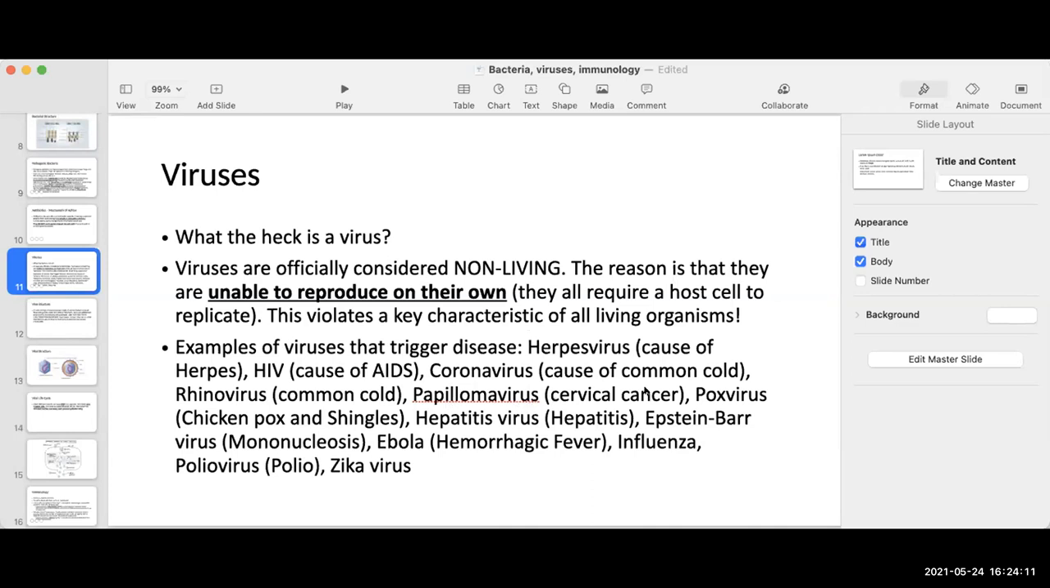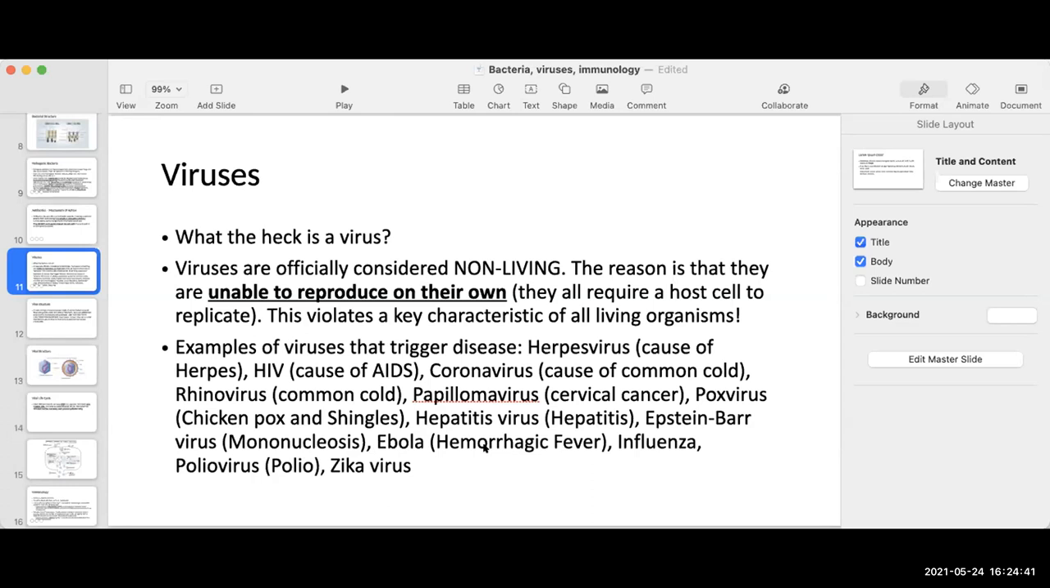Papillomavirus, cervical cancer, pox, chicken pox, shingles, smallpox as well. It's a different strain, I think. Anyway, hepatitis. It's a liver infection. Epstein-Barr causes mononucleosis. Ebola. Ebola is a really deadly virus.